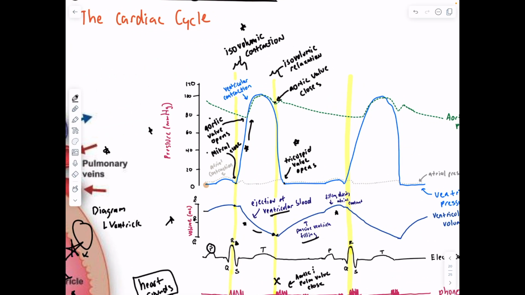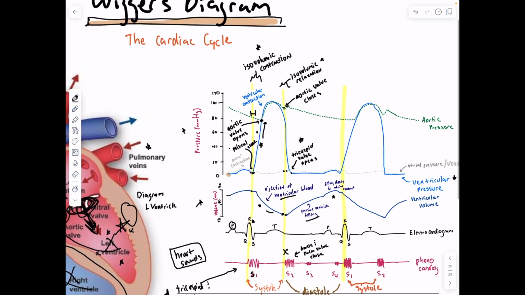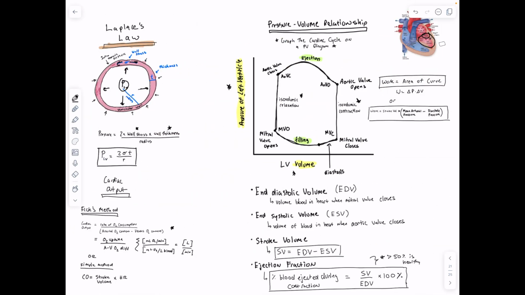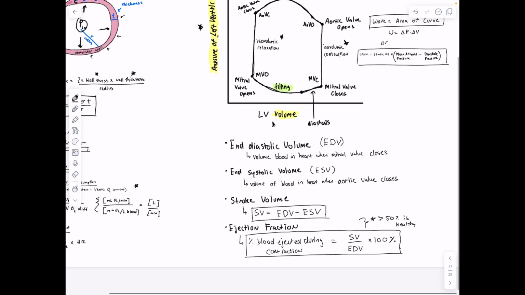Isovolumic contraction occurs right before the aortic valve opens, so between here, it's this brief spot. This curve is hand-drawn, so it's not perfect, but really this whole region should be a little bit more vertical. Then isovolumic relaxation: the aortic valve is closed, and this is between that and the mitral valve opening. Moving on, we have a couple of important things to be aware of.